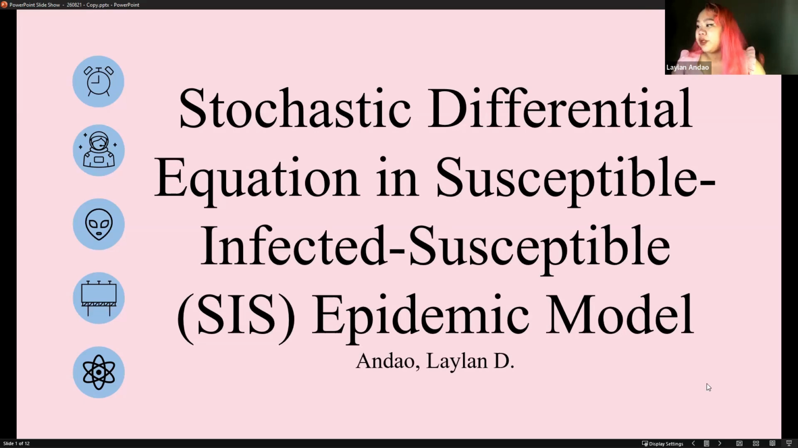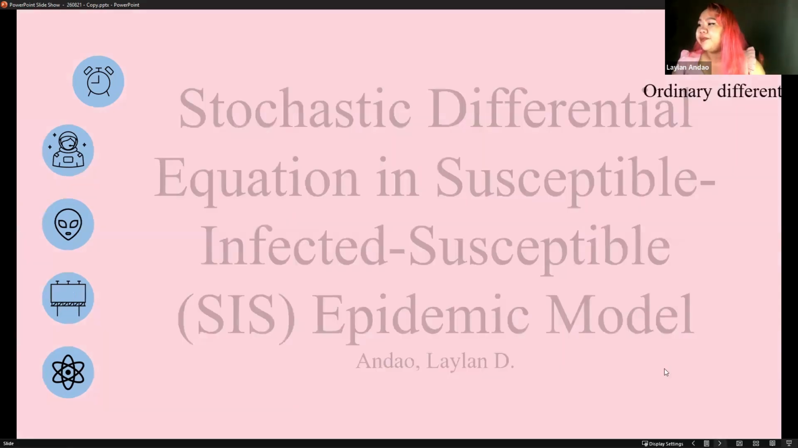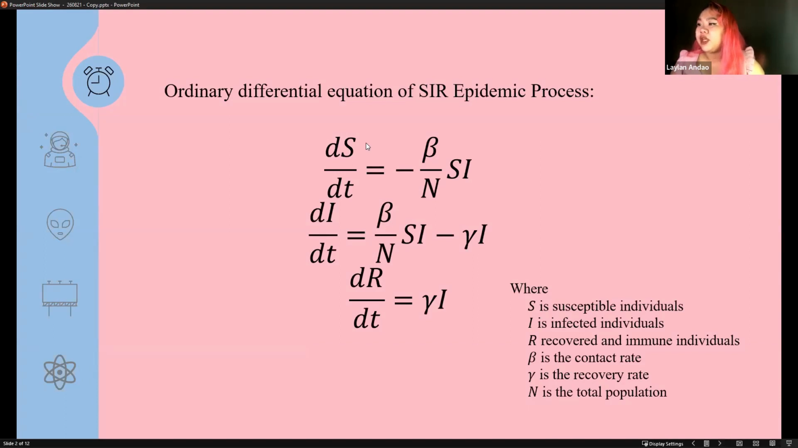The ordinary differential equation for the SIR epidemic process has the form: the derivative of S with respect to t is equal to negative beta times SI over N. The derivative of the infected individuals with respect to time is equal to beta times SI over N minus lambda times I. And lastly, the derivative of R with respect to t is equal to lambda times I, where S is the susceptible individuals, I is the infected individuals, R is the recovered or immune individuals, beta is the contact rate, gamma or lambda is the recovery rate, and N is the total population.